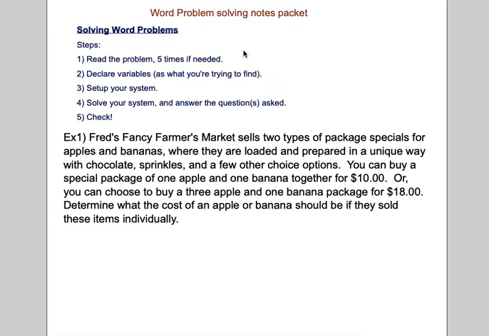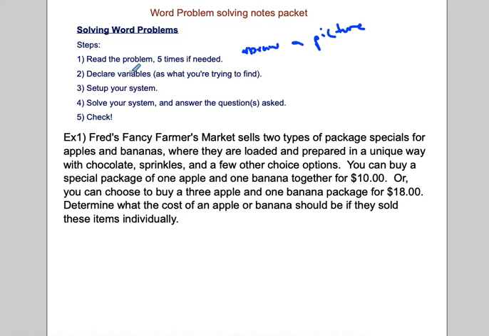Some problems, what I may also suggest is you draw a picture. Sometimes a picture can help. I know, like when I do DRT problems, distance rate time problems, a picture is always beneficial for me.